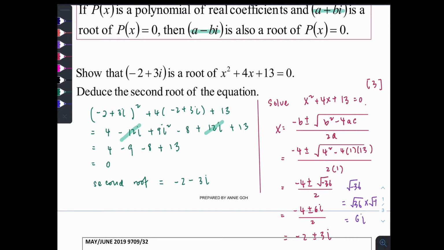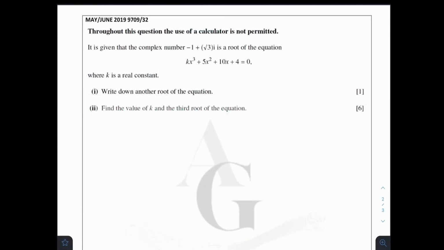So you notice that this answer is in a conjugate pair, plus minus here, and that's why there's something called the conjugate pair theorem. Let me show you a sample past paper question on how to apply the conjugate pair theorem.